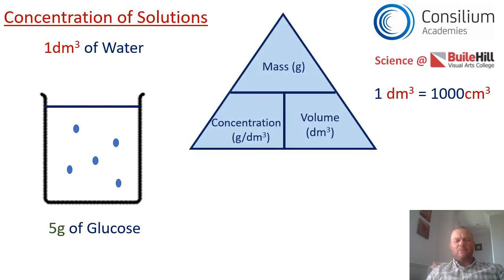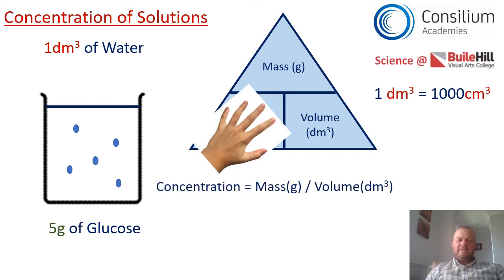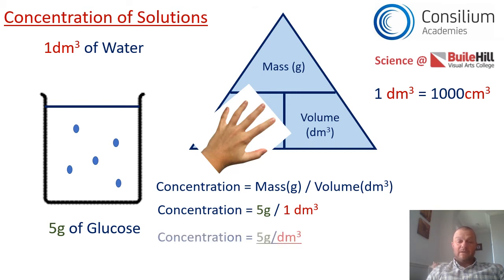Well, to do that, we're going to go back to our triangle. And you can see that concentration is equal to mass divided by volume. So if I put my hand over the concentration there, that's going to tell me that mass divided by volume will give me the concentration of this solution. The mass of glucose is 5 grams. The volume of the liquid that we've got is 1 decimeter cubed. So very simply, the concentration of that solution is 5 grams per decimeter cubed.